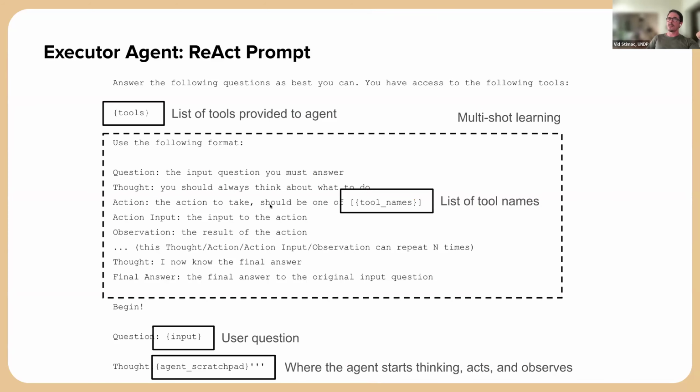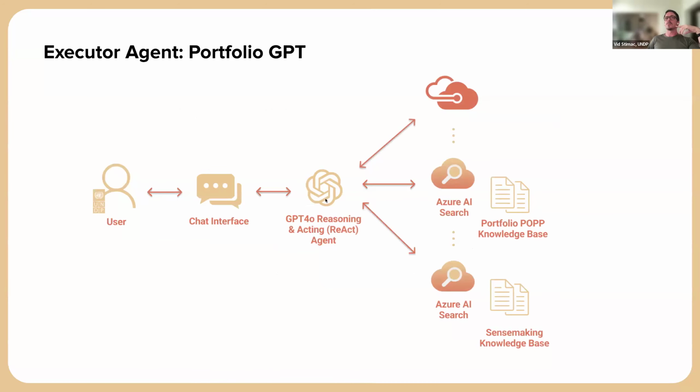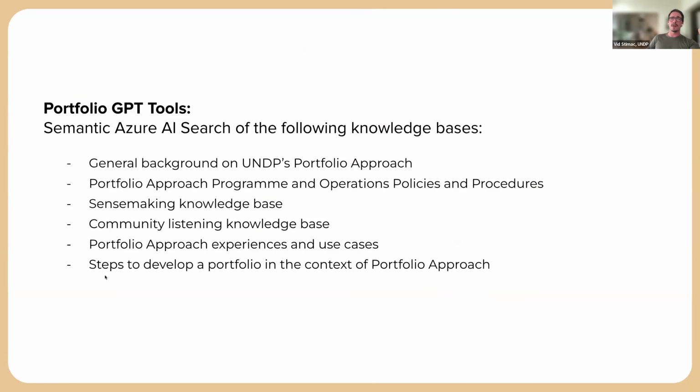And then the agent starts thinking about which of the knowledge bases it would need to use to answer our question. There are 6 knowledge bases here. There's a general background to UNDP's portfolio approach. There's the portfolio approach program and operations policies and procedures. There's the sense-making knowledge base and the community listening knowledge base.